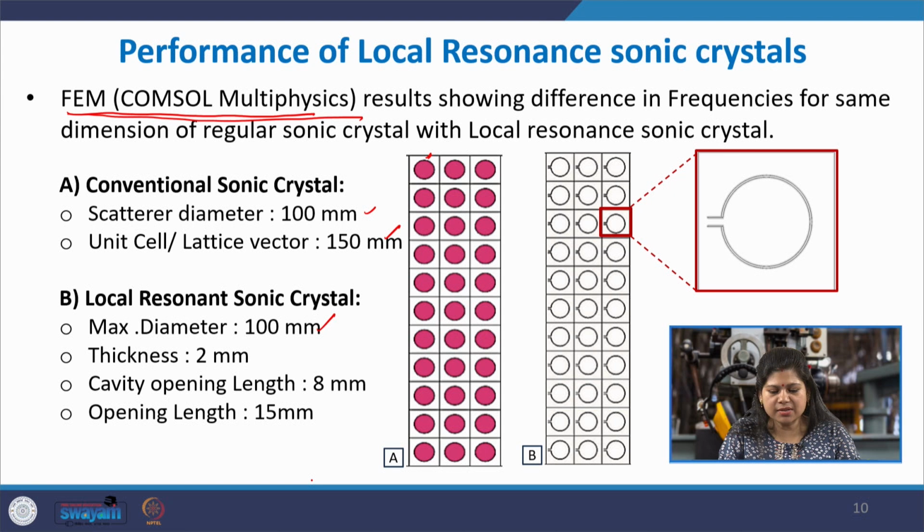The same periodicity, the same outer dimension and the same outer shape, which is a circular shape. The difference is that in the first case the scatterer is a solid cylinder, whereas in the second case it is like a Helmholtz resonator, a C-shaped Helmholtz resonator. So, let us see the difference in the band diagram and the transmission spectra for these two structures.